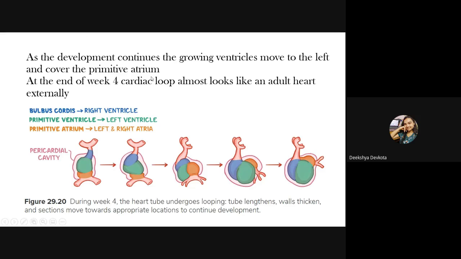Now, along with our S-shaped cardiac loop, the ventricles grow more and more and move towards the right side, I mean towards the left side, and cover the primitive atrium. By the end of week 4, our cardiac loop almost looks like an adult heart, but only externally. The internal partition is still left.